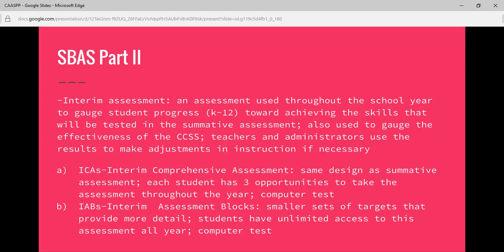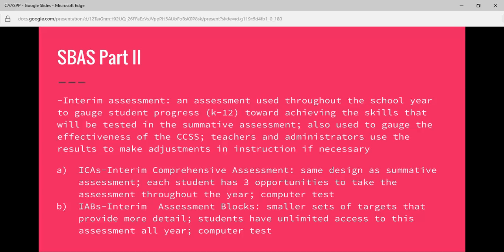So let's move on to part 2 of the Smarter Balanced Assessment System. This is the interim assessments, which are assessments used throughout the school year to gauge student progress in grades kindergarten through 12th grade. So their progress toward achieving the skills that they will be tested on in the summative assessment. These assessments also gauge the effectiveness of the Common Core and how it's reaching the students. The results of interim assessments are used by educators and administrators to make adjustments in instruction if necessary.